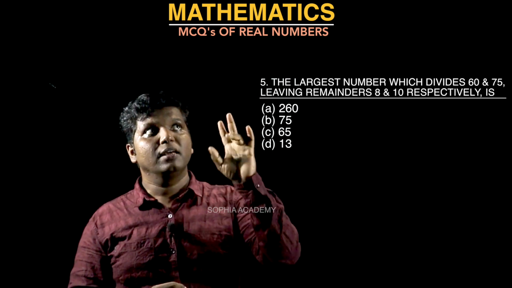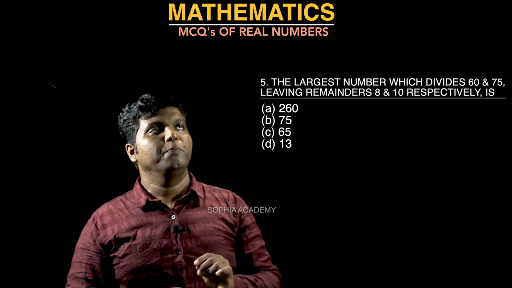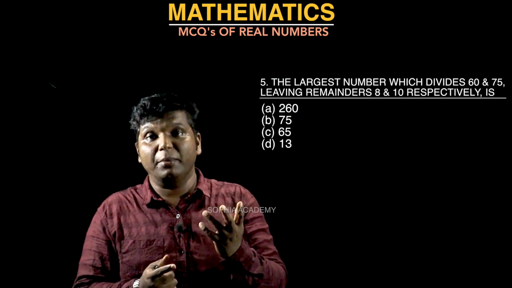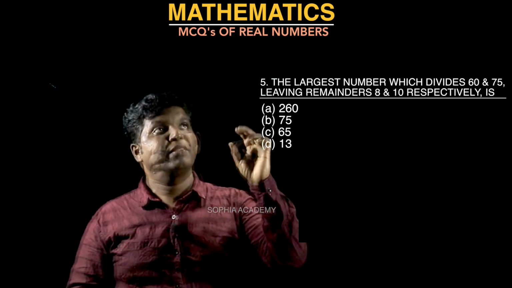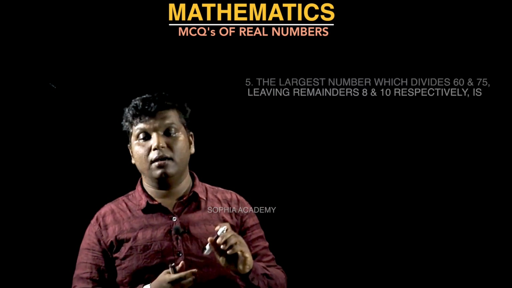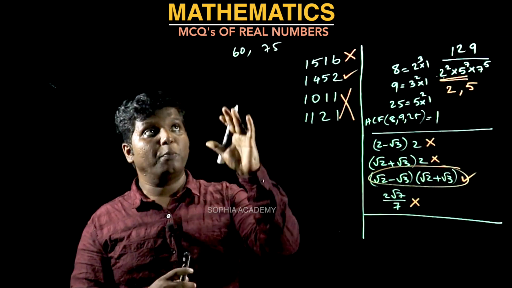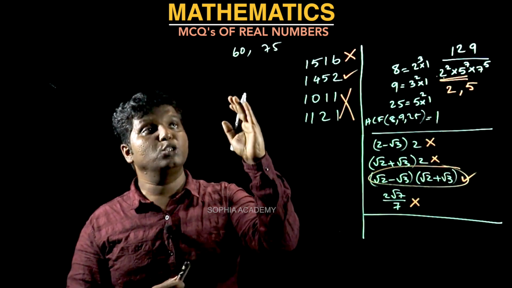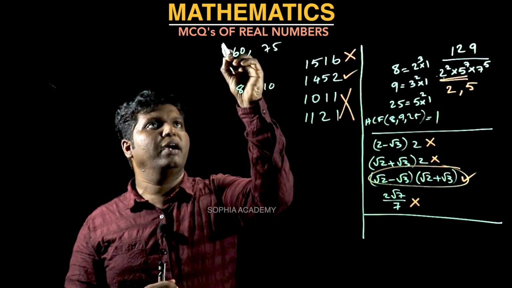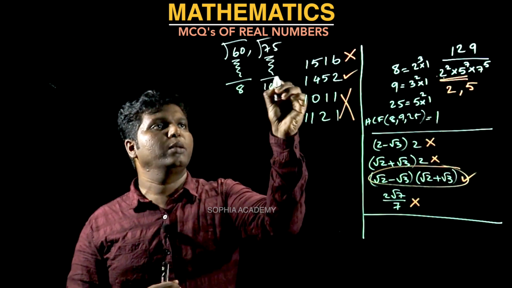Now here, there are 2 numbers given. What are the 2 numbers given here? They are 60 and 75. And in the same sentence itself, it is given that they are leaving a remainder. What is the remainder obtained here? Leaving the remainder 8 and 10 respectively. So the first 2 numbers are 60, 75. Then the remainder, which you obtain when you are dividing these particular numbers, is 8 and 10. That means if you are dividing this one by a particular number, you will get 8. If you are dividing that one by a particular number, you will get 10.